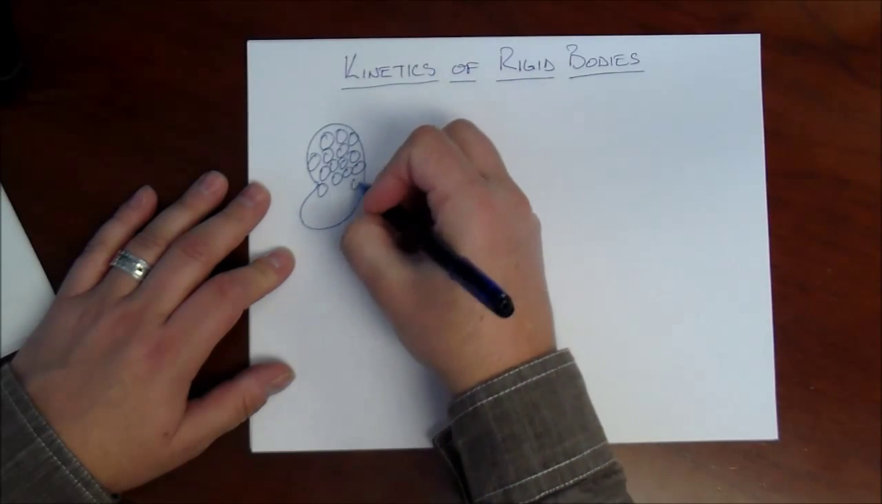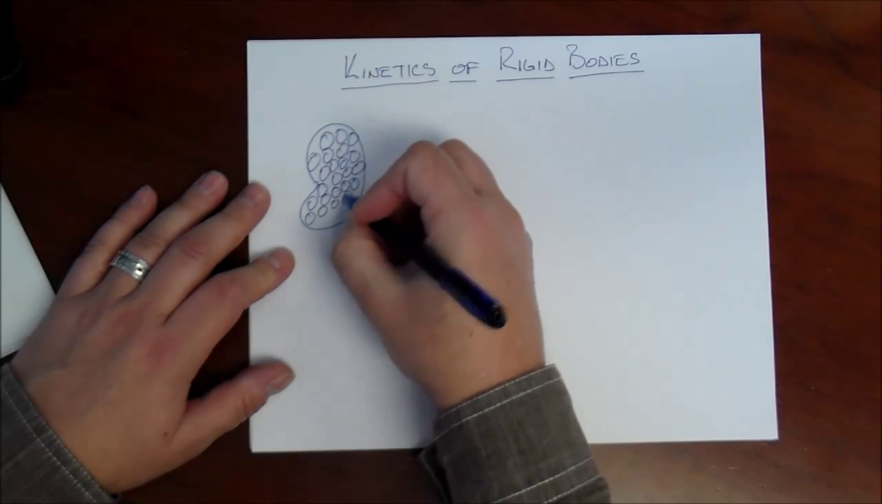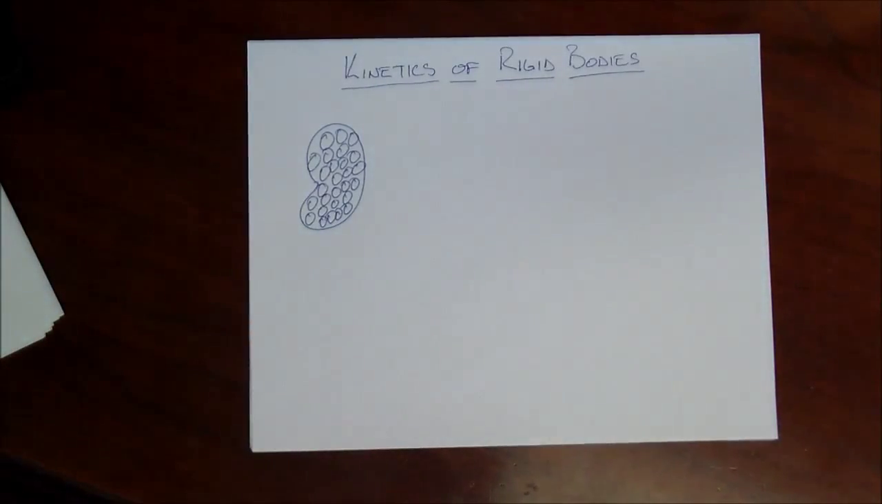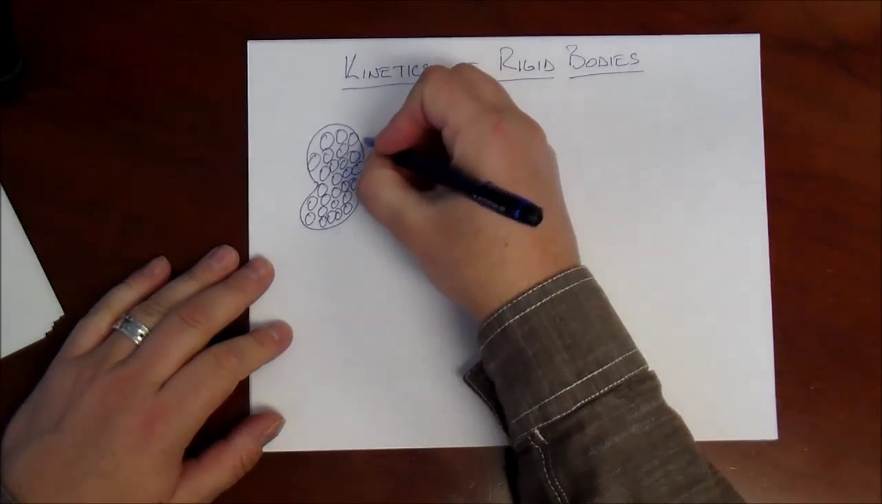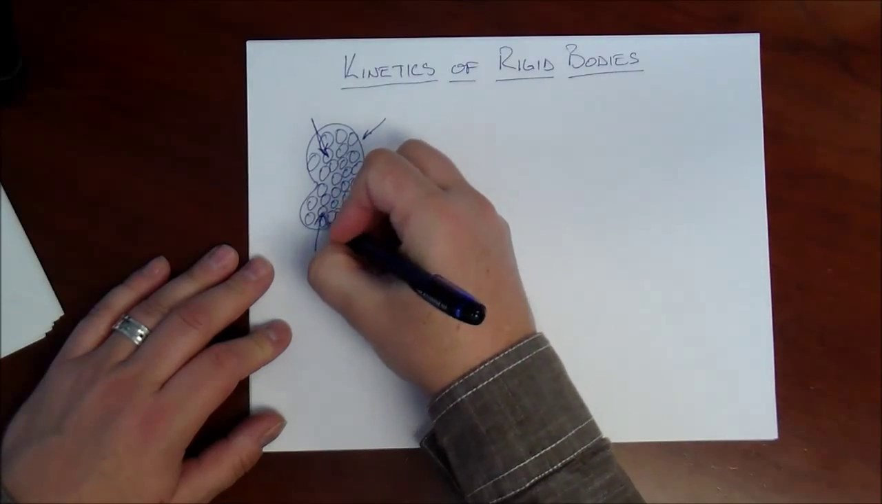So if these are a bunch of particles, imagine a bunch of tennis balls or something glued together into some odd shape, forming a large rigid body. And then we can use the concepts from systems of particles to build up our model for the motion.